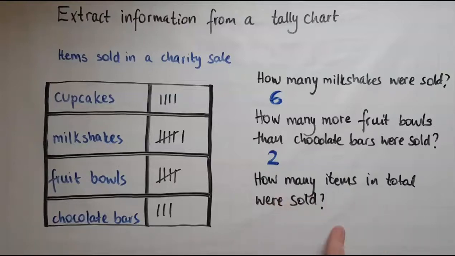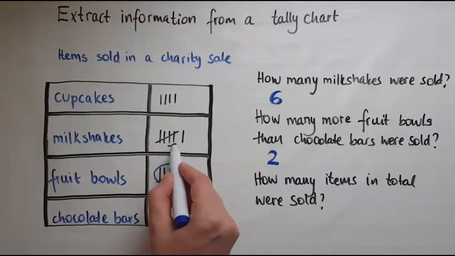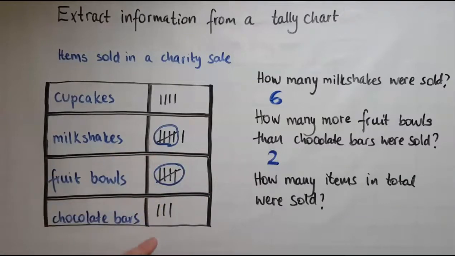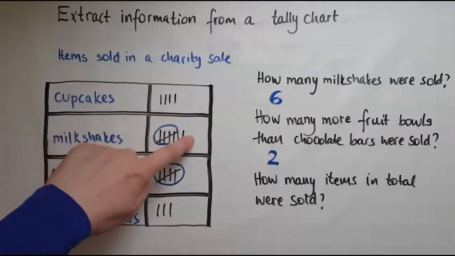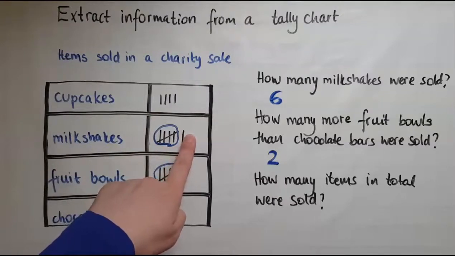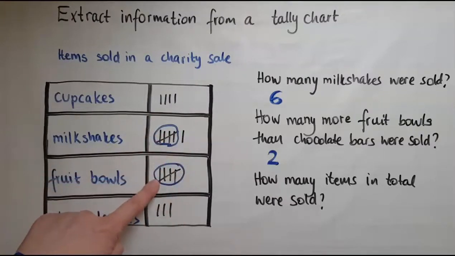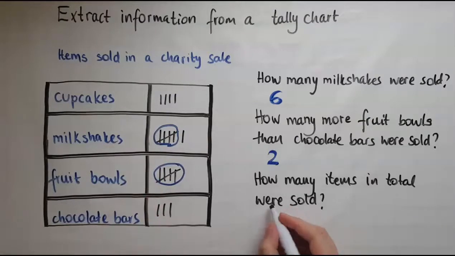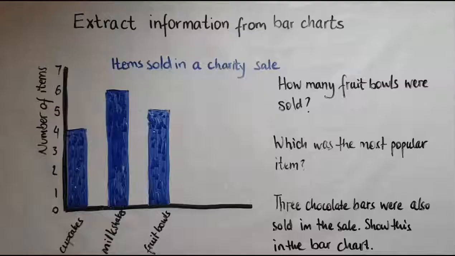How many items in total were sold? So I can see that there is a block of 5 here and another block of 5 there. So that's easy to count. And there is 4, and this one makes 5. And the 5, 10, 15, 16, 17, 18. 18. You could add them in other ways as well, and it doesn't matter as long as you get this result, because different methods are absolutely fine. So this is how to extract information from a tally chart.